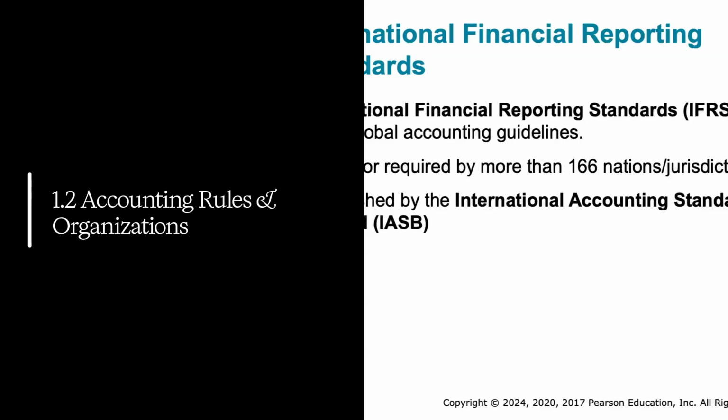Okay, so now what if we're talking about a corporation that's somebody who sells to companies all over the world, which is just about every major corporation we have now? Who signs off on the accounting standards and different reports that are held overseas? That's going to be the International Financial Reporting Standards. IFRS are a set of global accounting guidelines, and those are like your FASB for international standards, right? Used or required by more than 166 nations or jurisdictions, including the United States.